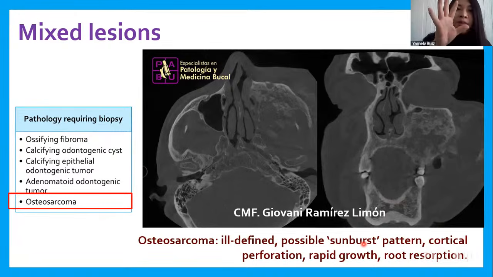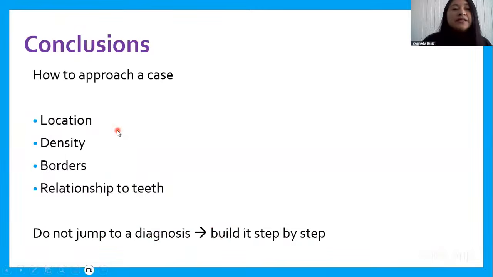This sunburst pattern is classic and pathognomonic of osteosarcoma, but it's not always seen. You can see this sunburst pattern only in axial views or occlusal radiographs.